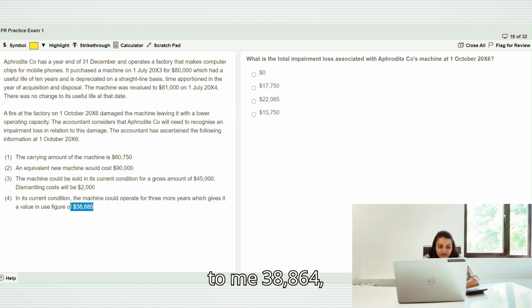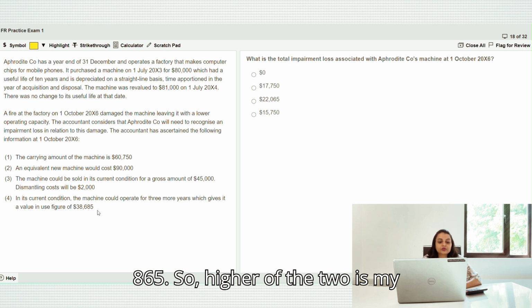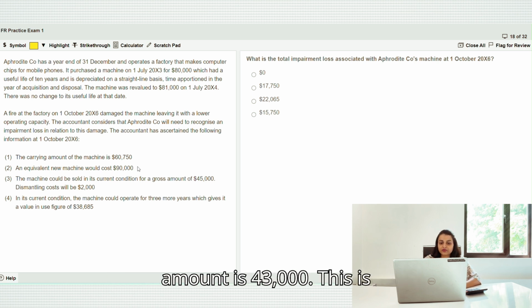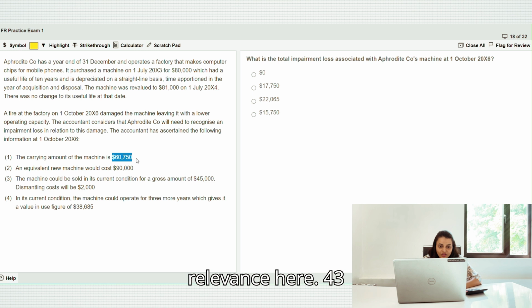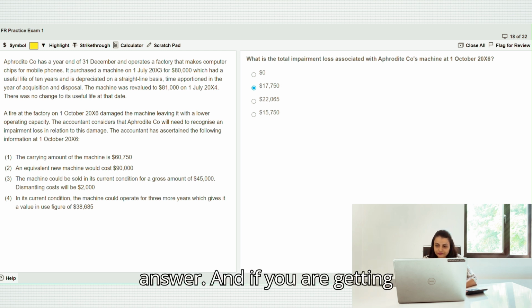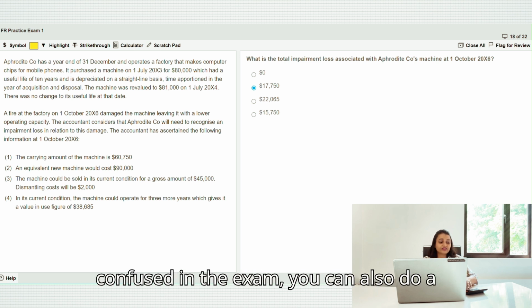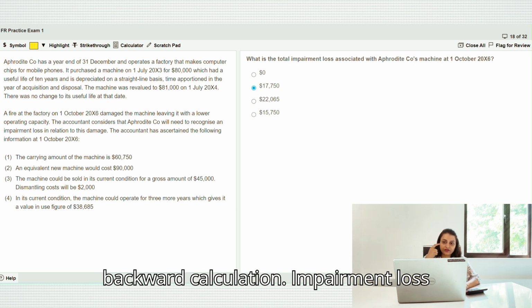Value in use given to me 38,865. So higher of the two is my recoverable amount. So recoverable amount is 43,000. This is simply given to confuse you, has no relevance here. 60,750 minus 43,000. So 17,750 is my answer. And if you're getting confused in the exam, you can also do a backward calculation.